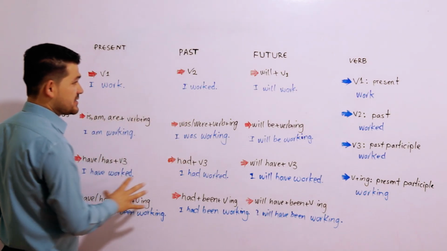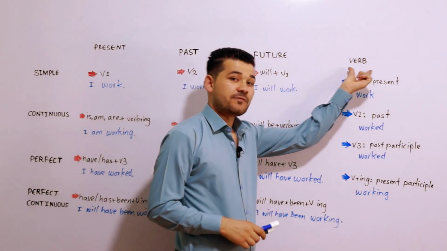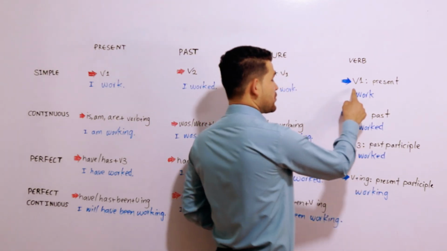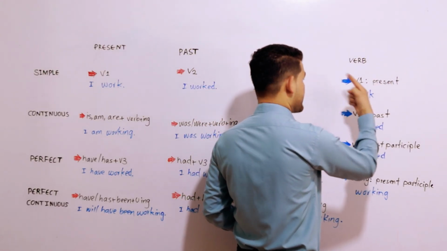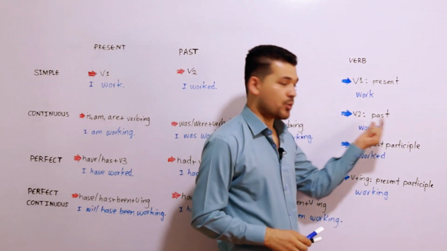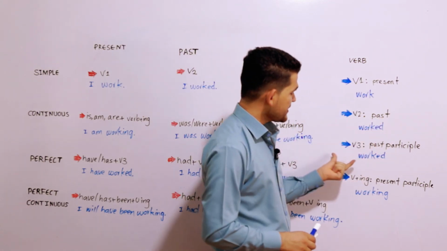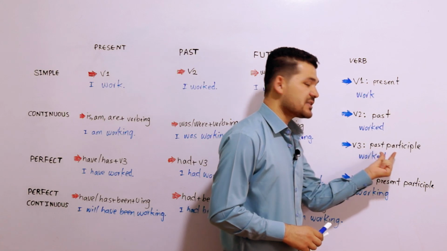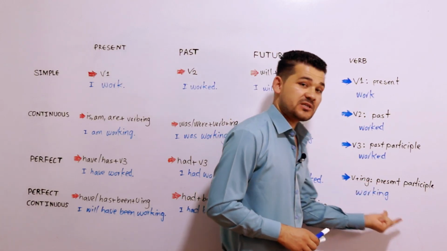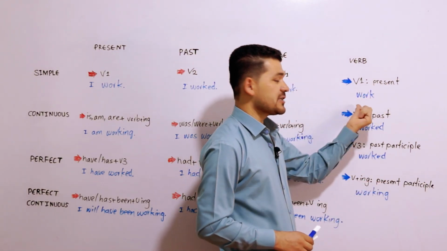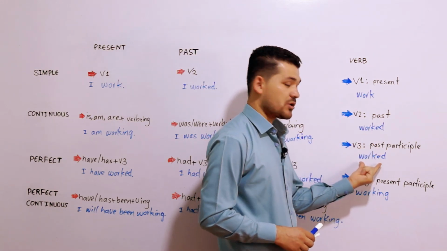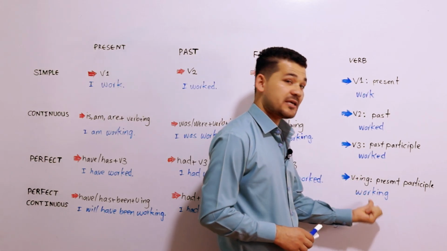To study these tenses, let's study first the forms of verbs. We generally have 4 verb forms. First, we have V1 or verb 1 or the first form of the verb, which is present. Then we have V2 or the past form of the verb. After that we have the third form of the verb, or you can say past participle. And we have verb ing, or we can say present participle. So the present form is work and the past form is worked. The past participle is also worked, but the verb ing is working.